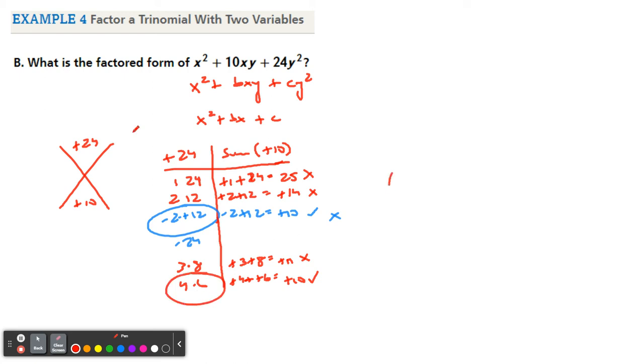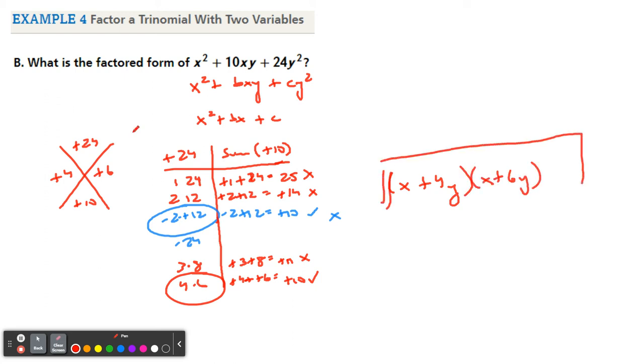So we want to do x plus 4, right? Positive 4, positive 6. X plus 4, but you got to throw in that y, and x plus 6, but you got to throw in that y. And there's your factored form for this. So again, don't let that second variable throw you for a loop. It's not that big a deal.